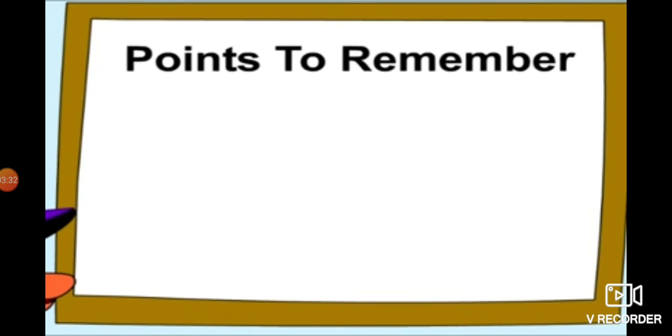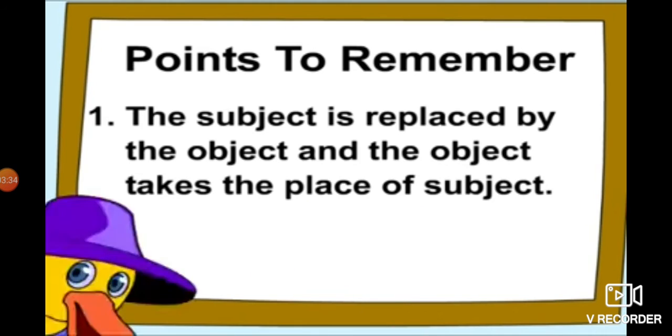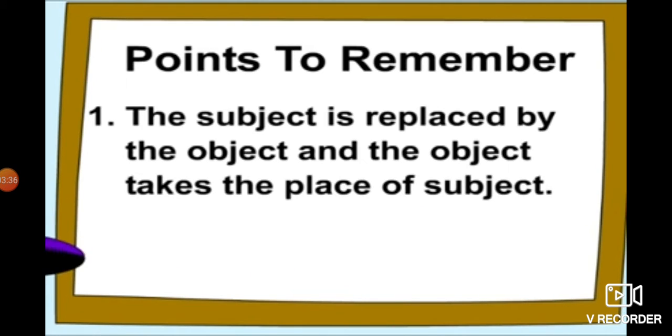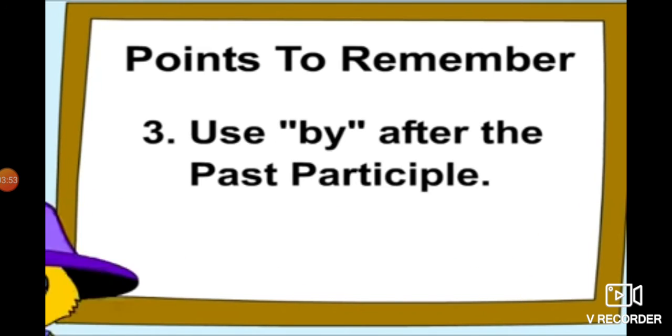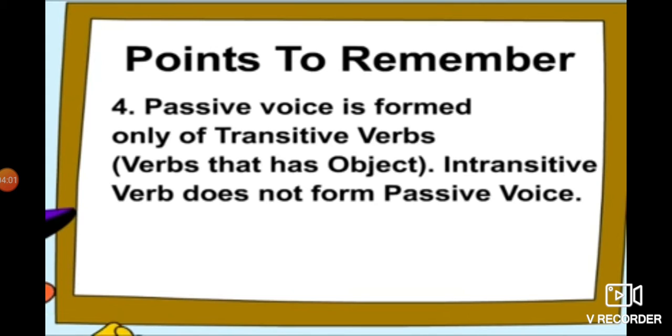Points to remember about the passive voice. First, the subject is replaced by the object and the object takes the place of the subject. In passive voice, the object takes the place of the subject. Subject becomes object. Second one, use the third form of the verb, that is the past participle. In short, I can say V3. Use the by structure: the preposition by after the past participle, like by me, by you, by him.